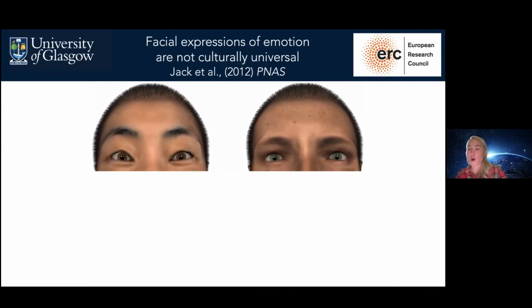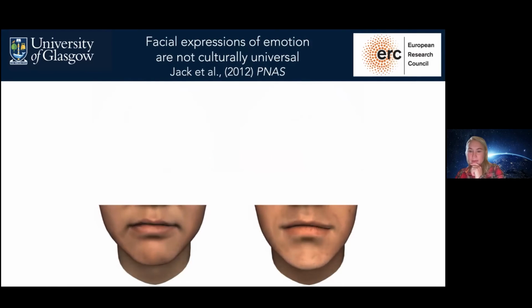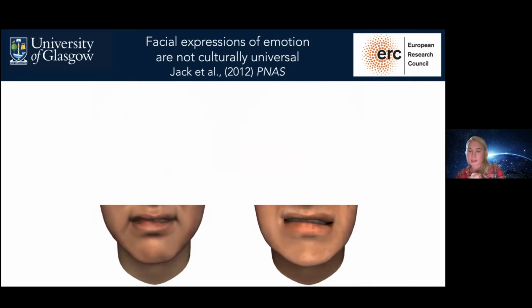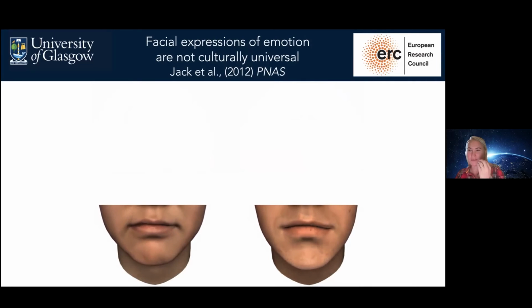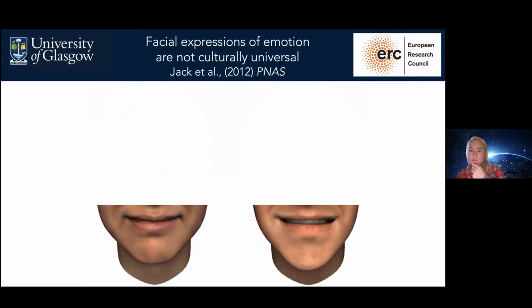Okay, we found the opposite thing when we go to the mouth. So let's switch to the mouth. Let's stick with the Westerners, which are on the right-hand side. So we have happy, disgust, and anger. Now you can see there's a lot more variation there, particularly between disgust and anger. Let's do it again: happy, disgust, and anger. You can see the mouth is more clenched for the anger facial expressions.